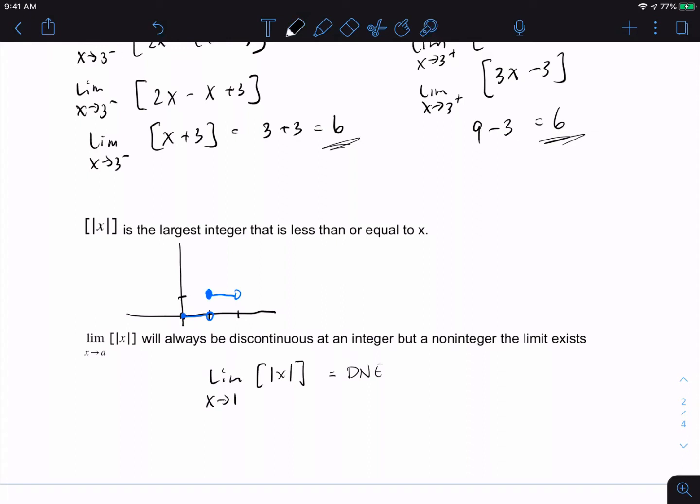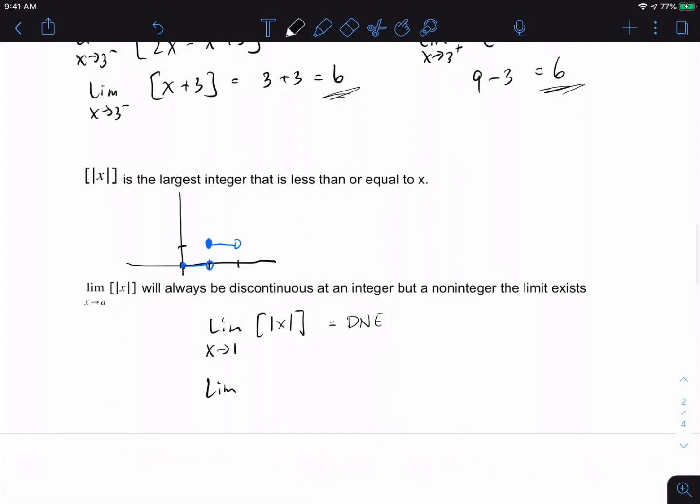So check this out. I'm about to show you one that will exist because I want you guys to be able to understand it. So the limit as x approaches 1.5 of this thing, let's look. 1.5 is right about here, right? So what is it as I come from the left? It's 1. Now what about when I come from the right? They're both 1. They agree. So that means the limit is 1.